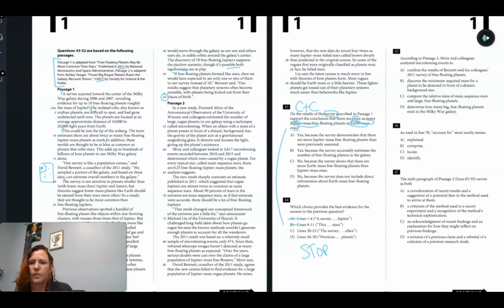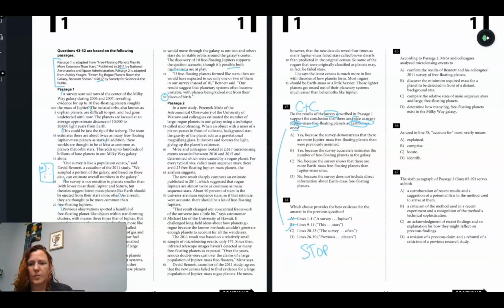3. The survey is not sensitive to planets smaller than Jupiter or Saturn, but theories suggest lower mass planets like Earth could be ejected from their stars more often. So that references both. I'm going to hold on to that. 26 through 30.